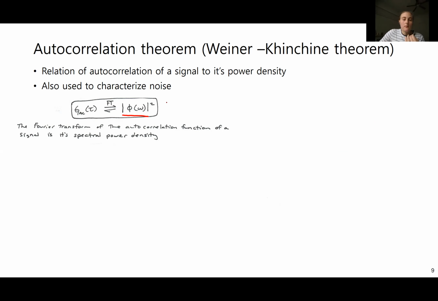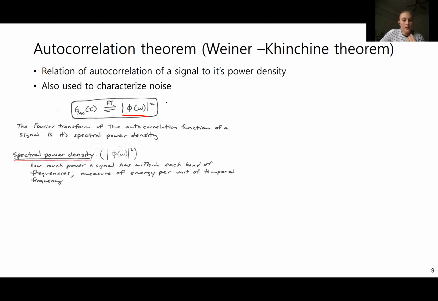But this theorem is a nice trick to be able to get this without having to work in your signal in the frequency space. So the spectral power density is the square of your frequency function. It's going to be related to the power of your signal for each band of frequencies. And it's also a measure of the energy as well. So hence the name spectral power density.